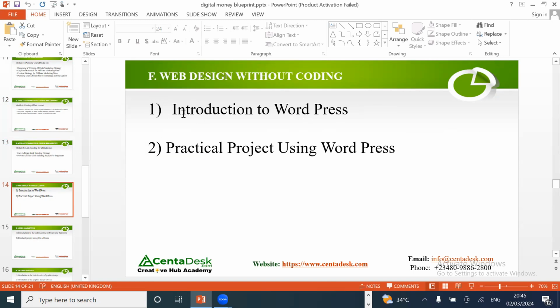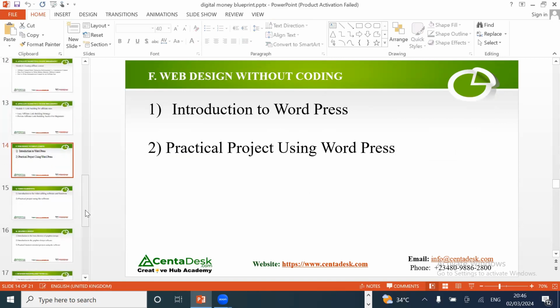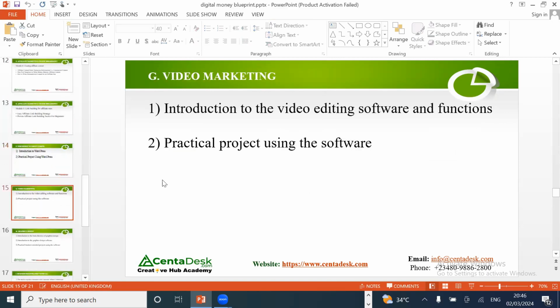So, introduction to WordPress, practical project using WordPress. We're going to deploy a WordPress site. We'll teach you how to deploy it, and how to buy domain names and hosting. You understand? So for those that have money and have a website in mind that they want to buy, we can teach you how to buy websites and hosting from Nigerian sites or also the foreign sites as well, depending. So it's going to be engaging as well.